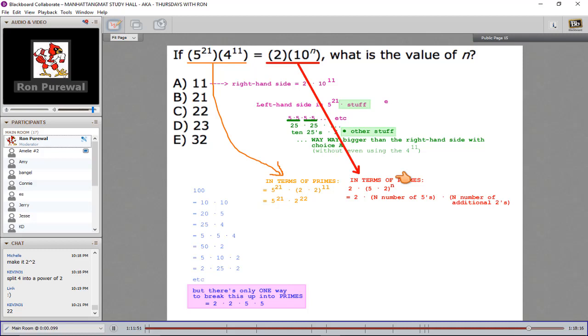So if you just look at that and that, these are the only 5s. That means you can find what n is, because you're not going to get any 5s from anywhere else. So these are all the 5s. So n must be 21.